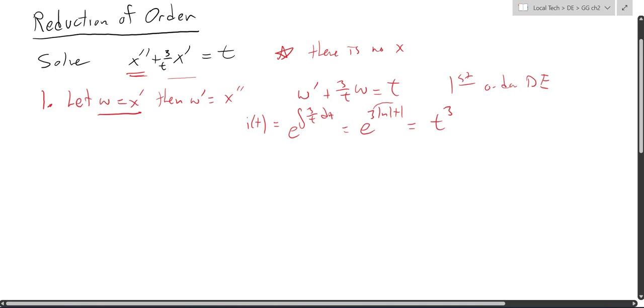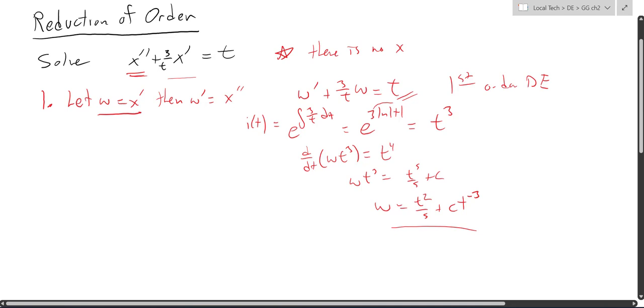So there's my integrating factor. From there, I will say that the derivative with respect to t of my dependent variable times my integrating factor is equal to my right-hand side times my integrating factor, so that's t to the fourth. I'll integrate both sides to get w times t cubed is equal to t to the fifth over 5 plus some constant, and I'll generate my final solution, which is w equal to t squared over 5 plus c times t to the negative 3 power. All right, so this is my solution to that first order differential equation.